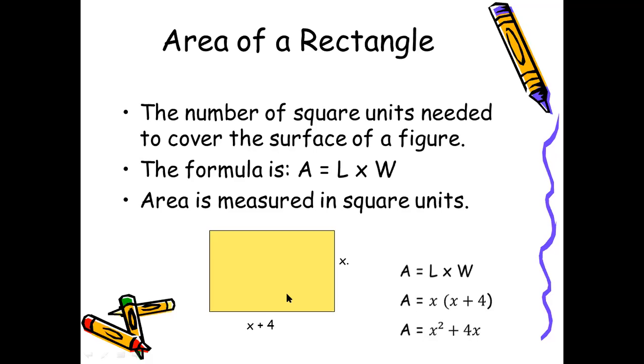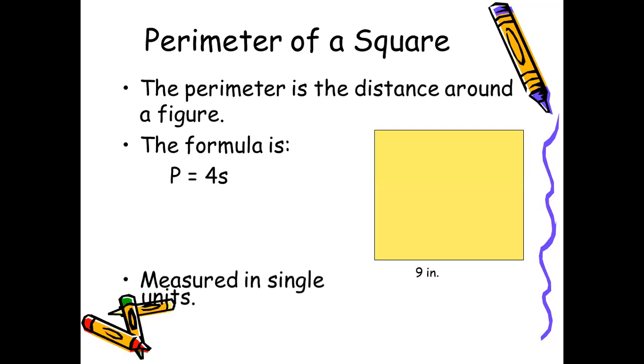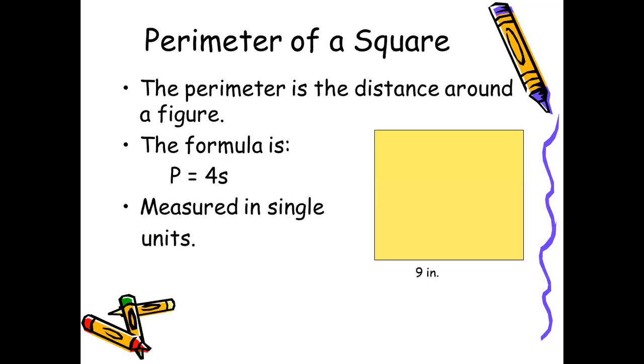Let's move on to finding the perimeter of a square. The speciality of a square is that all the sides are equal. So if one side is 9 inches, the other side is going to be 9 as well. All around it's going to be 9 as well. So how do you find the perimeter of this square? You know that perimeter is the distance around. So you can either add 9 plus 9 plus 9 plus 9, or the formula says 4s, which means 4 multiplied by the side.